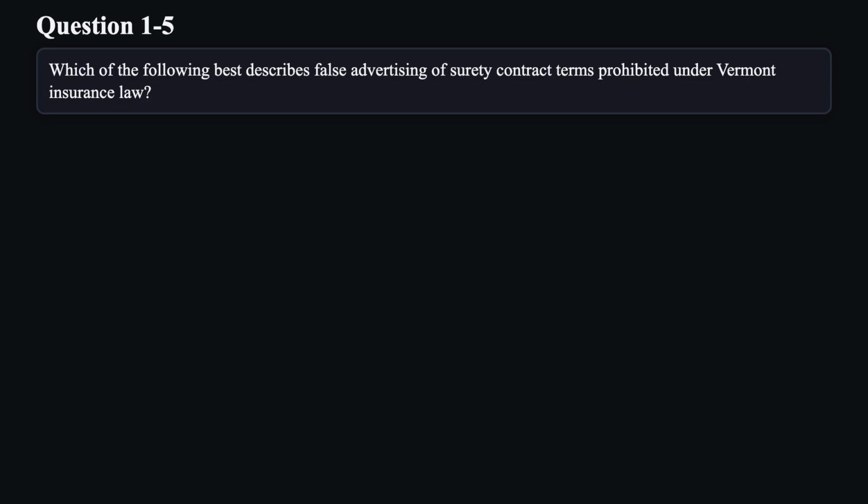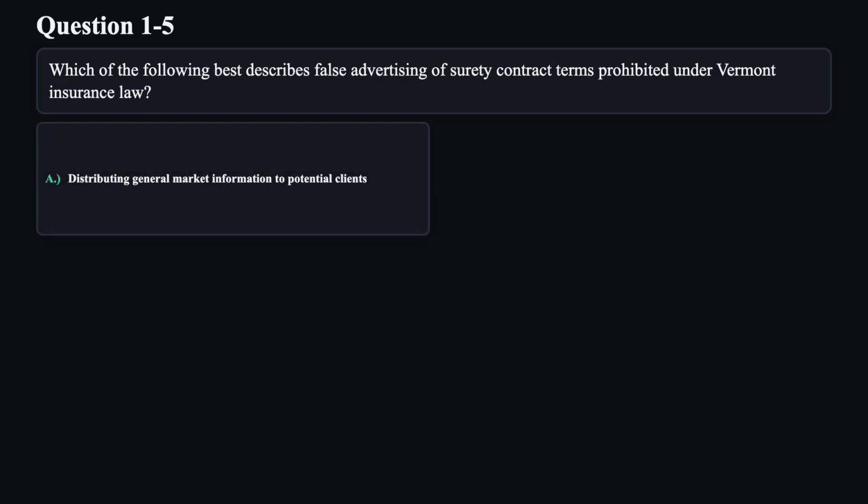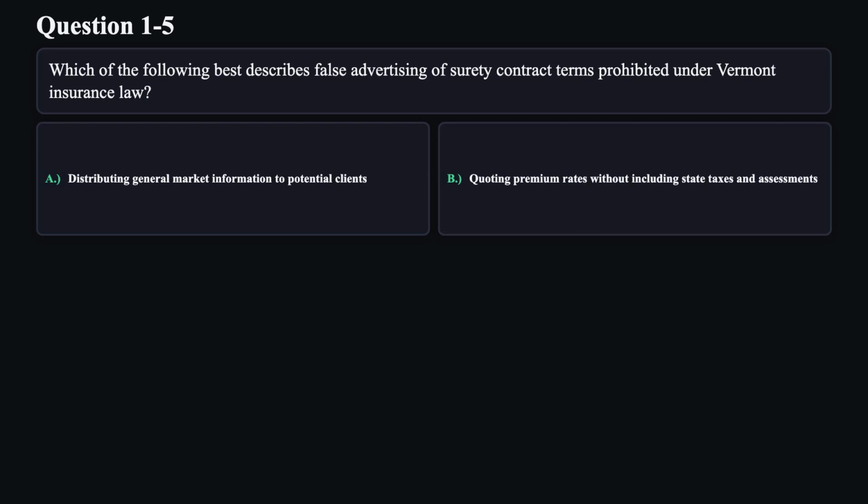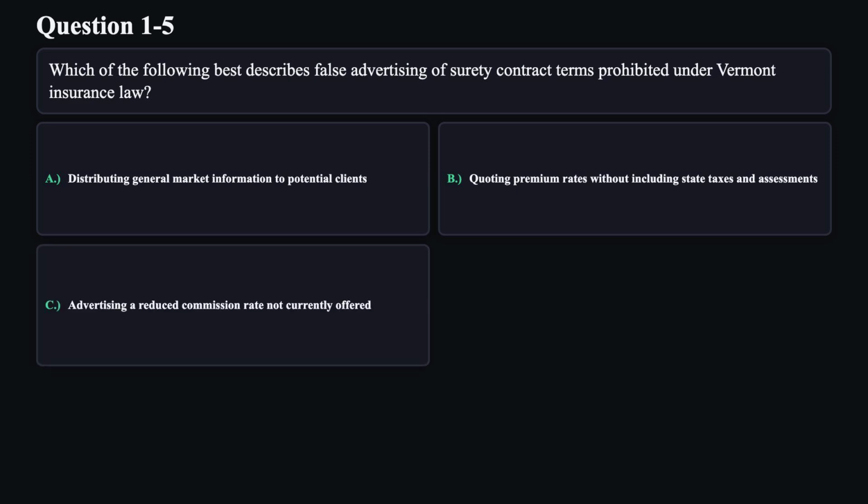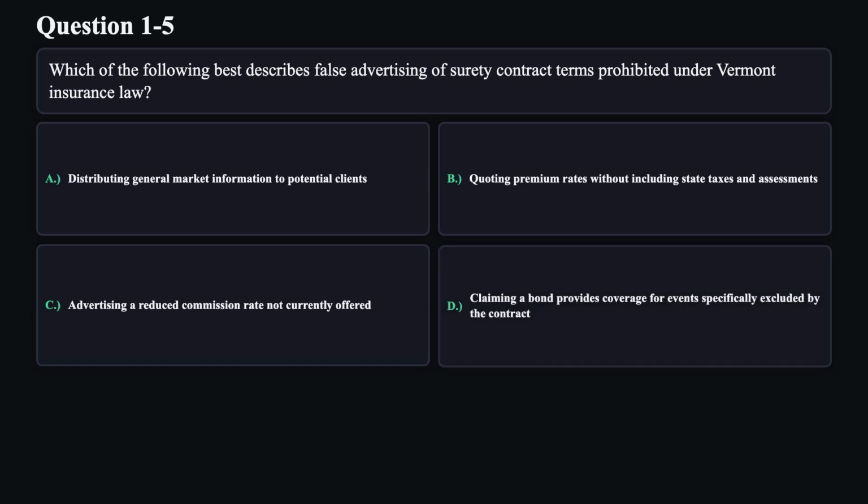Question 5. Which of the following best describes false advertising of surety contract terms prohibited under Vermont insurance law? A. Distributing general market information to potential clients. B. Quoting premium rates without including state taxes and assessments. C. Advertising a reduced commission rate not currently offered. D. Claiming a bond provides coverage for events specifically excluded by the contract.